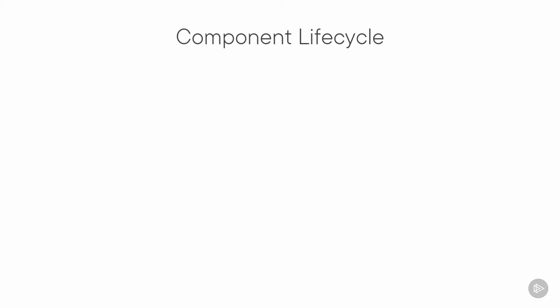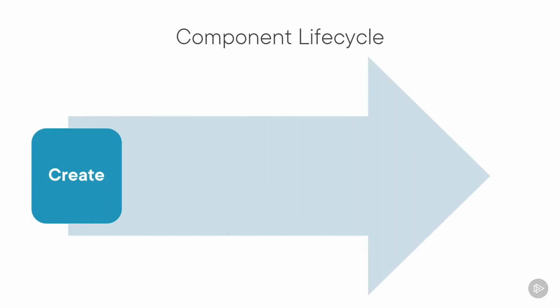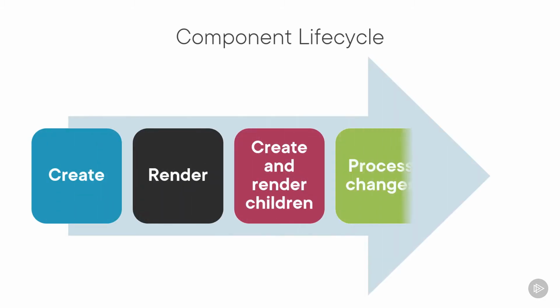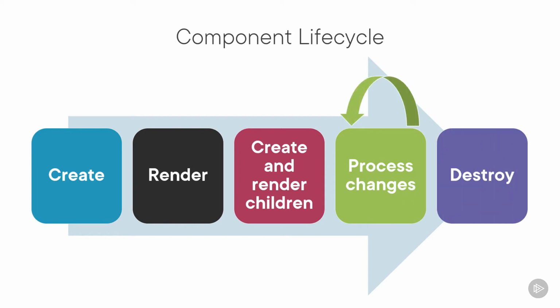A component has a life cycle managed by Angular. Angular creates the component, renders it, creates and renders its children, processes changes when its data-bound properties change, and then destroys it before removing its template from the DOM. Angular provides a set of lifecycle hooks we can use to tap into this lifecycle and perform operations as needed.